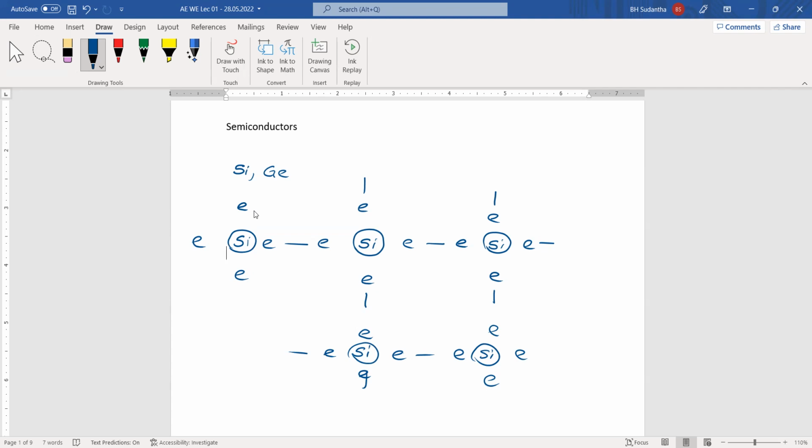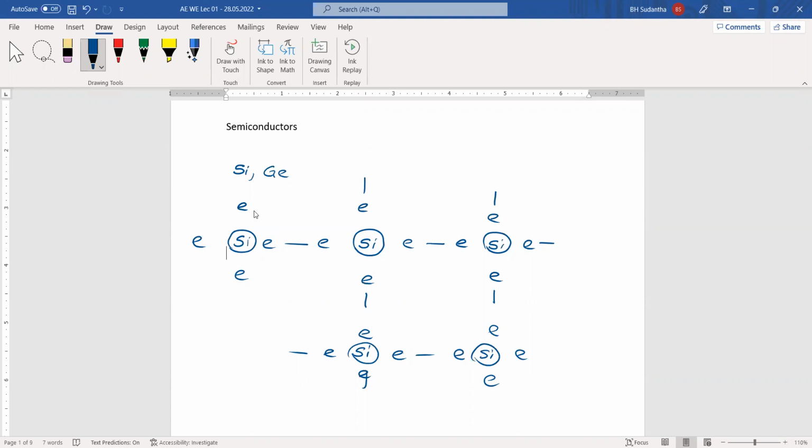Okay, like that you can see that the structure is there. But after making these bonds, there are no free electrons for the conduction of electricity. Because of that, we can say that if the silicon is in this stage, it is an insulator. It shows insulation characteristics. Why? There are no free electrons for the conduction.